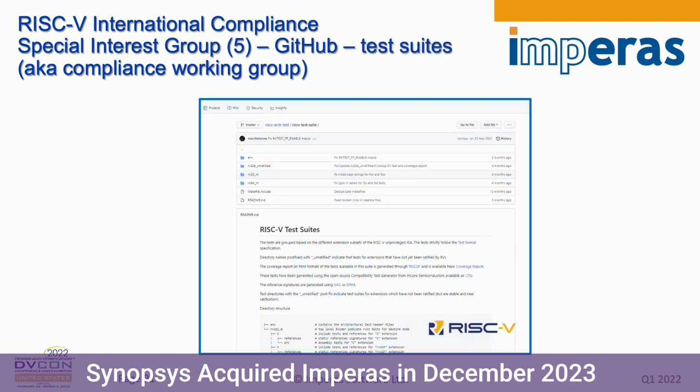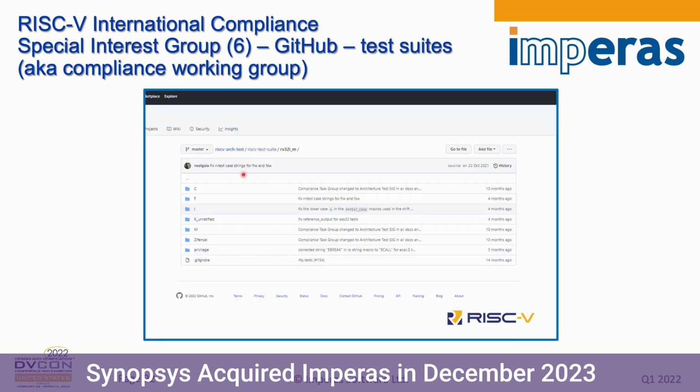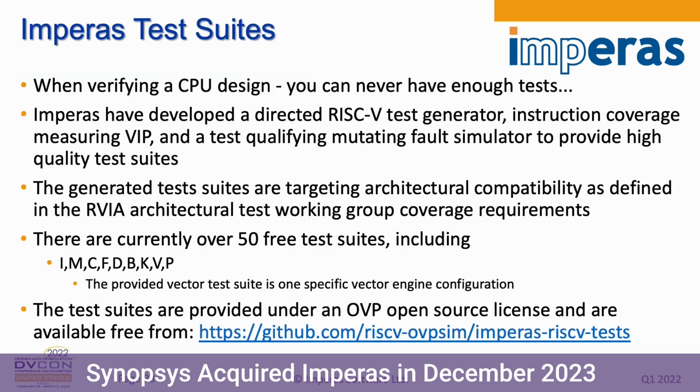And if you look in here, you can see the different groupings of extensions. For example, the 32IM for the machine mode 32-bit XLEN. If I click on that, we can see that we have the individual test directories, for example, the integer, the floating point, the compressed, the maths.